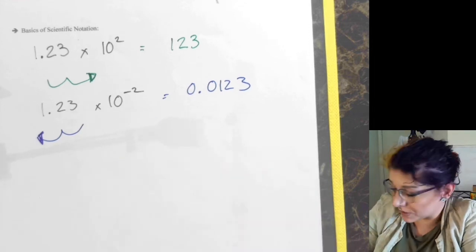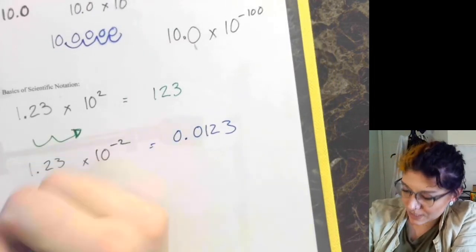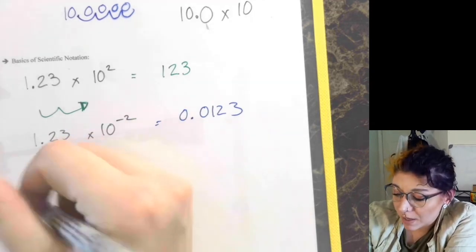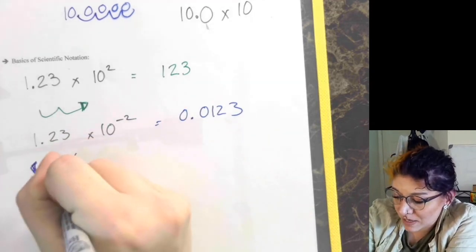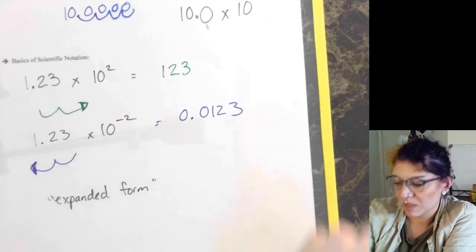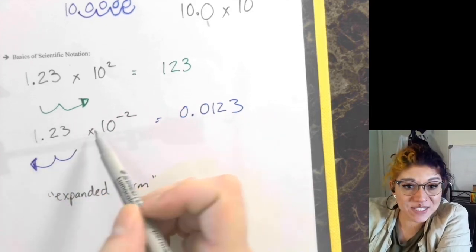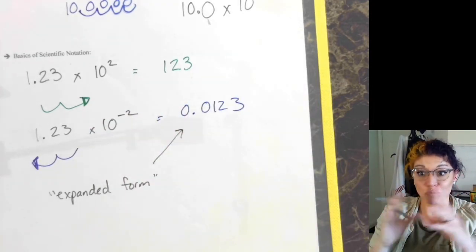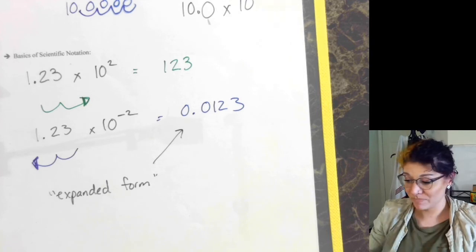Additionally, in case you forgot the terms, scientific notation means to condense it into this form, and expanded form is what we did here. We went from scientific notation to literally its expanded, write-it-all-the-way-out form.